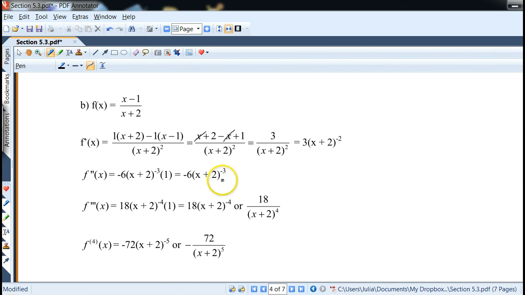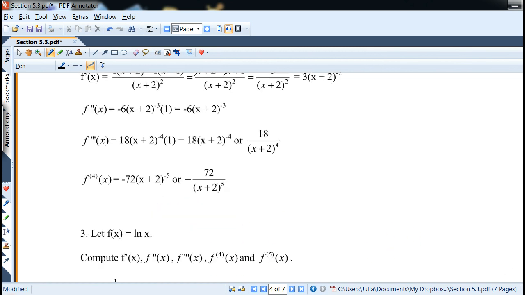So notice how we'll have negative 6 times (x plus 2) to the negative 3rd power. That's the reduced version. We can keep doing it the same for third and fourth derivative, which is what we're trying to find. So negative 6 times negative 3, that's 18, times (x plus 2) to the negative 4th power times 1. Or you can write it like this as a fraction with (x plus 2) to the power of 4 in the denominator. And then 18 times negative 4, that's negative 72, times (x plus 2) to the negative 5th power, or negative 72 over (x plus 2) to the 5th power. So you can do that.